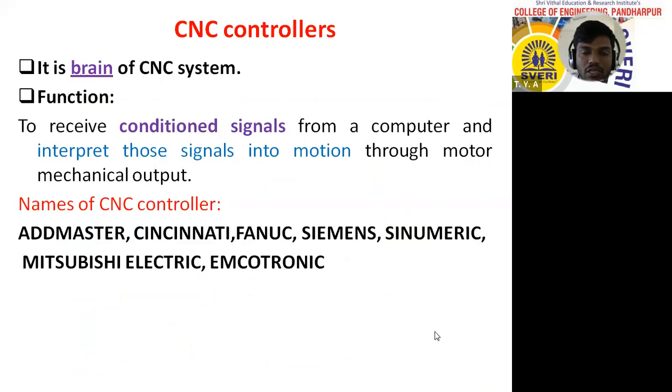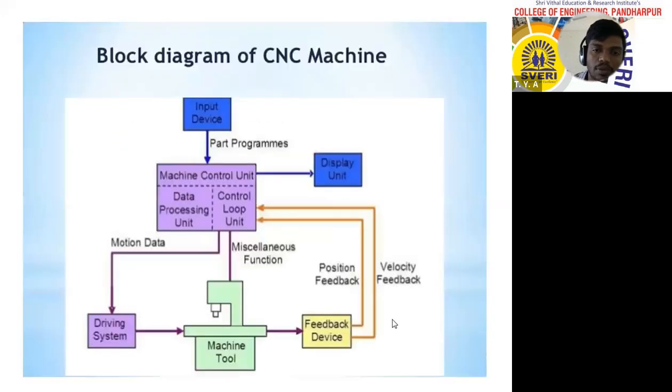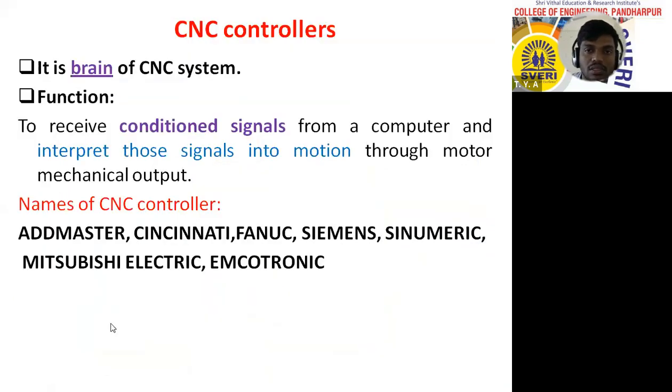What do they actually do in a CNC machine? To receive the conditioned signal from the computer and interpret those signals into motion through motor mechanical output. You can just see, up to here, as input you get a part program, and you are going to convert that program into signals. That means the CNC controller is going to convert that signal into motions, and that motion data will be transferred to the driving system. This part is done by the CNC controller, and that is very important for any CNC system.